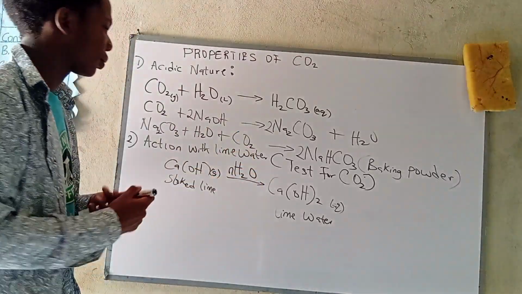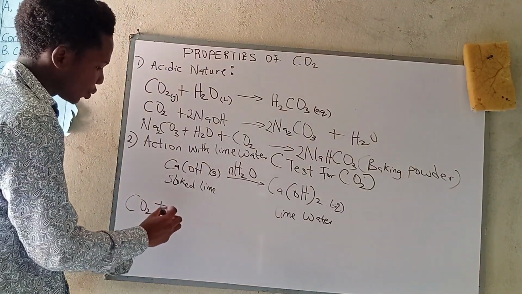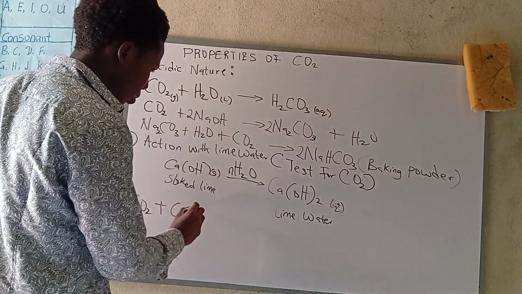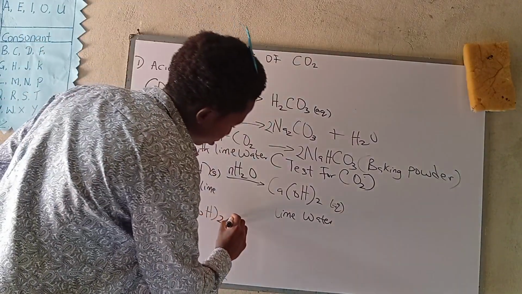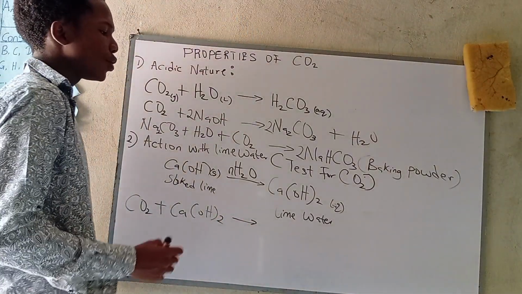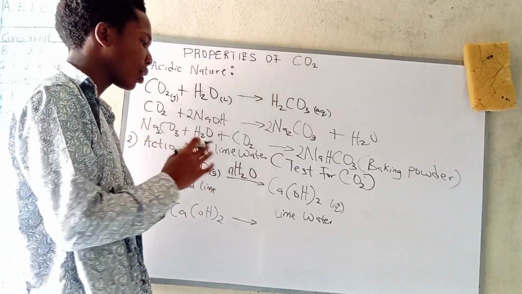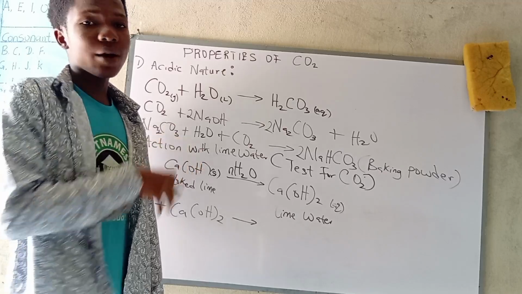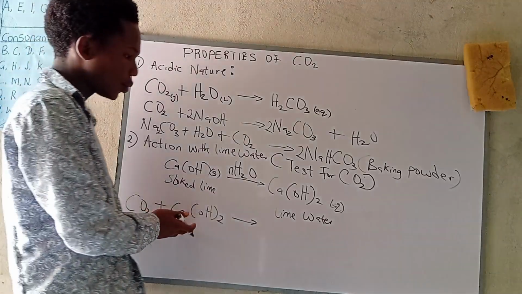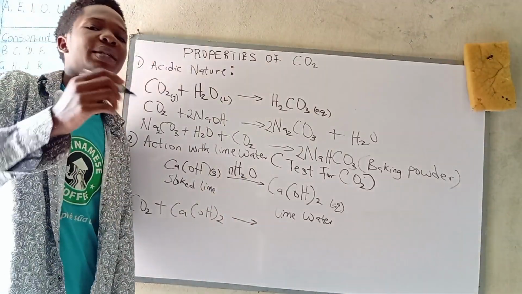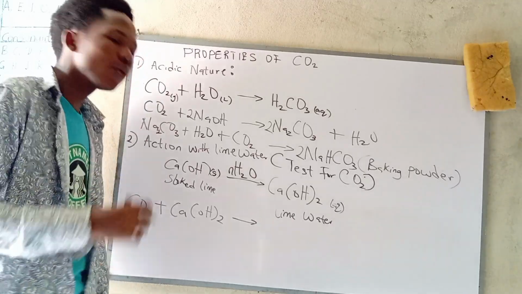Alright? Now, CO2 reacts with what? Lime water. To give what? Now, it will form a white precipitate. This is a very popular question. Yes, it's a very popular question. When CO2 reacts with lime water, it will form a white precipitate and water. So what is this white precipitate?